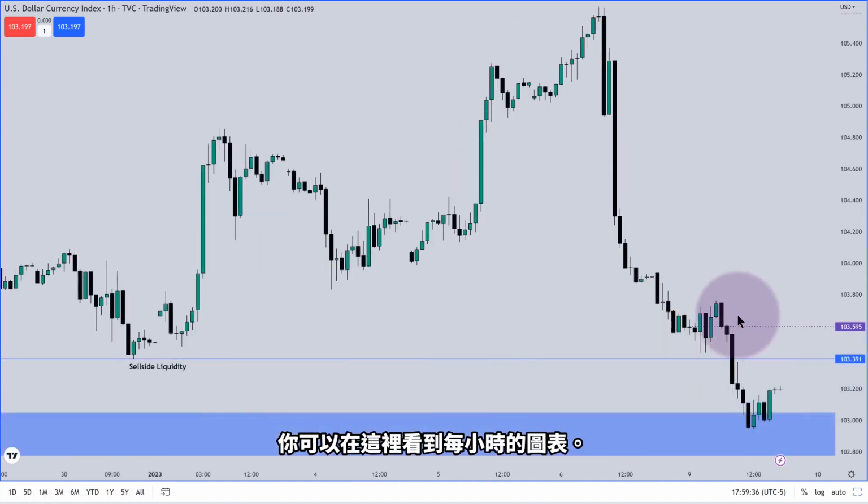Hourly chart here, you can see opening price on this candle here for the 9th of September 2023. Sell side liquidity pool, relative equal lows. The market's going to open, rally up, sell off, down into our fair value gap on the daily chart.